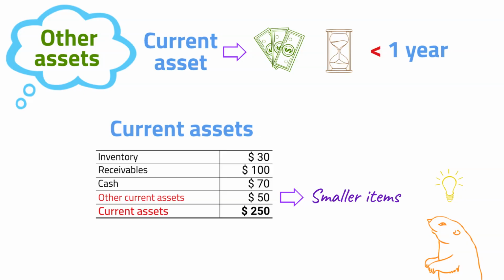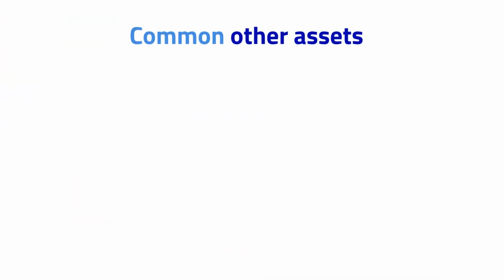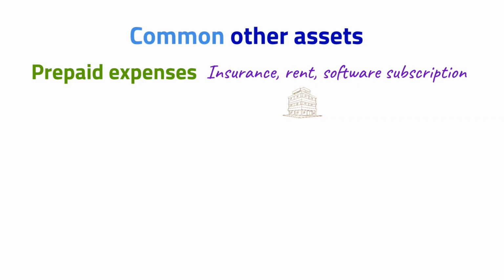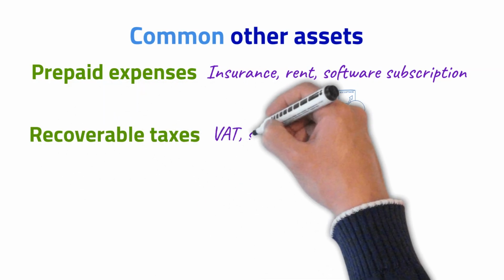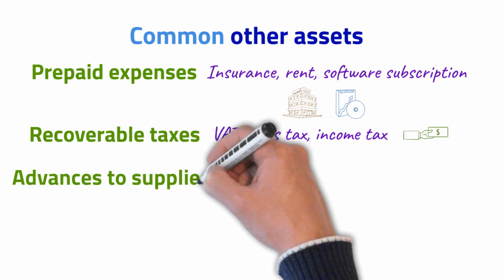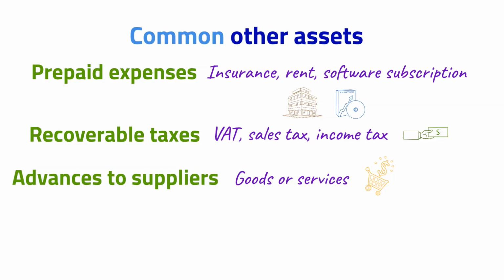What commonly sits in other current assets? Contents vary by company, but you will meet the following items again and again. Prepaid expenses: amounts paid now for future benefits within a year, for example insurance, rent, software subscriptions. Recoverable taxes, that would be VAT receivable, sales tax receivable, income tax prepayments or overpayments and other. Advances to suppliers, which mean deposits or prepayments for goods or services not yet received.